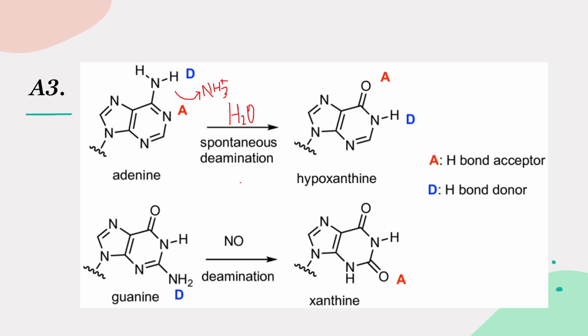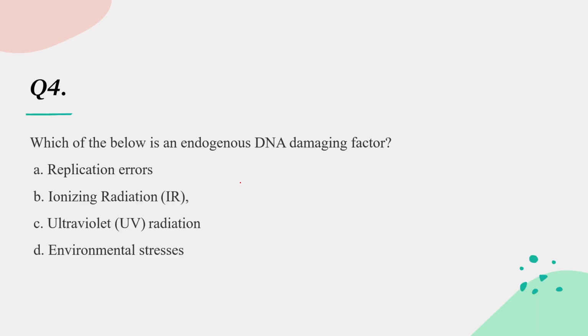Okay, let's move to our next question. That is, which of the below is an endogenous DNA damaging factor? Options are replication errors, ionizing radiation, ultraviolet radiation, environmental stress. Please answer in 2 minutes. Then we'll be discussing this question. Okay.